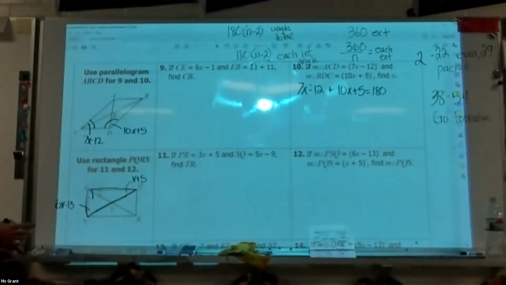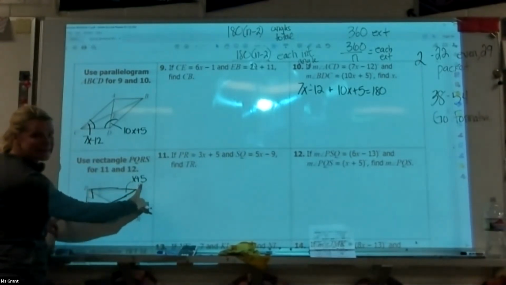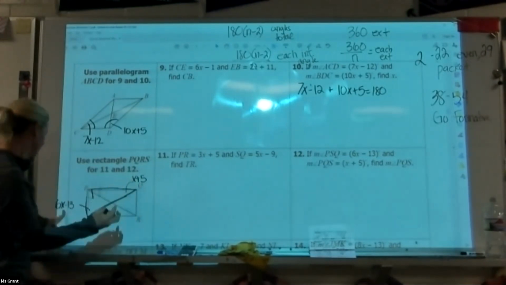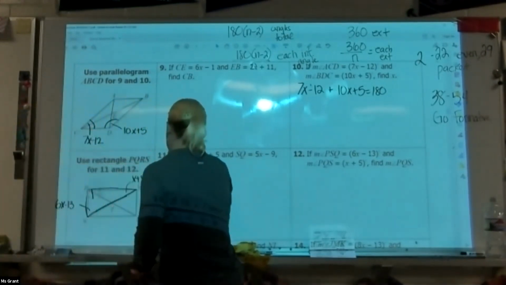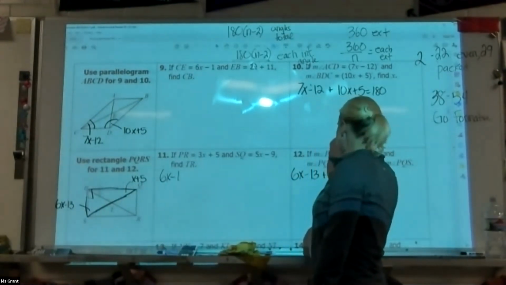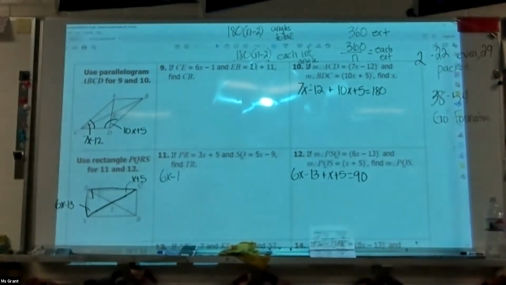Or I could also say, since I know that this is 90, these two also make 90, right? The other two angles in a right triangle make 90. 6x minus 13 plus x plus 5 equal 90. So there's that one. I hope you guys are with me because I'm doing lots of good stuff. And you'll solve for number 12. Just solve for x on number 12.